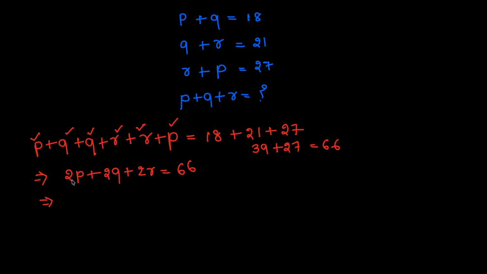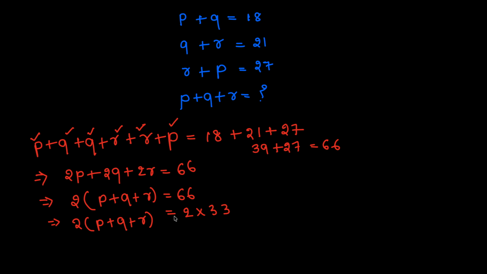Now take 2 as common factor from 2P, 2Q and 2R. So 2 times of P plus Q plus R equals 66. We can write 66 as 2 times of 33. Now 2 times of P plus Q plus R equals 2 times of 33.